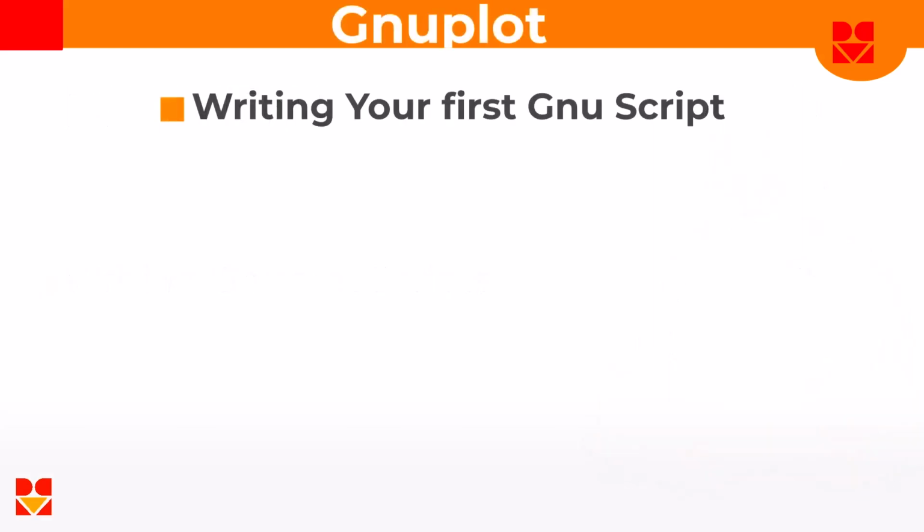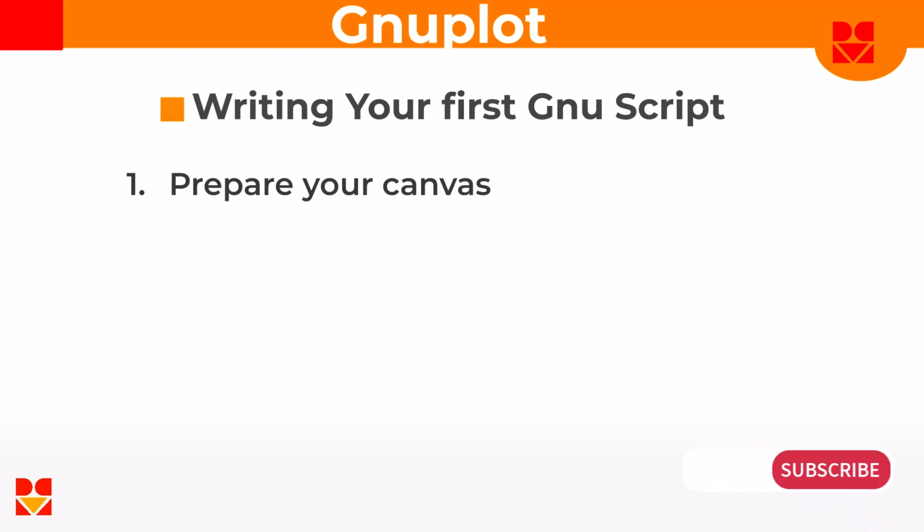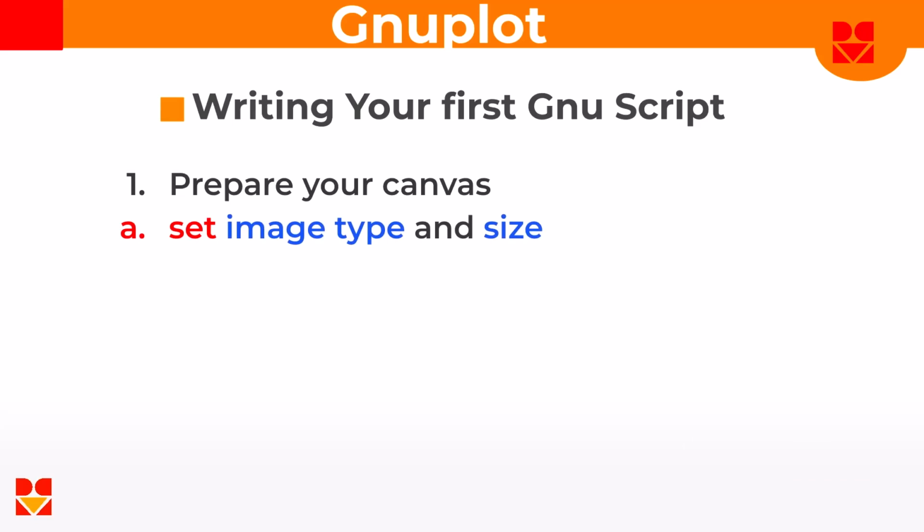So basically, if you want to run a Gnuplot script, all you have to do is first prepare your canvas. What do I mean by that? You prepare your graph sheet, you set your axes, your labels and everything. You set your output file and all those things. Then after that, you plot. So to prepare your canvas, you first set the image type and size. As you saw in the previous video, you set the image type, that's PNG, and then the size, you determine the size you want. Then you set your output file name, the file in which you want the graph to be saved and how you want it to be saved. So you put the file name here. If you want to add an extension, you add all the extensions here.